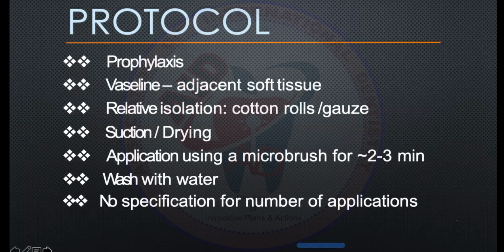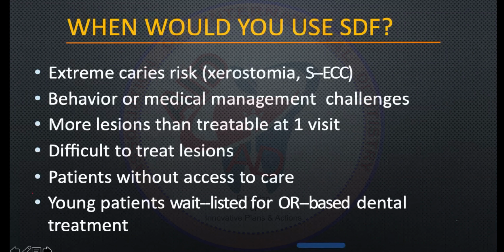So: prophylaxis, Vaseline, relative isolation. Then gentle drying is important. Use high vacuum suction. You apply with a micro sponge brush for 2 to 3 minutes. Then what I prefer is I always use Floritop SR varnish, which we have in India. I think the same kind of fluoride varnish must be available with you there. You can apply this varnish because that will mask the taste. Then you can just wash it with water and give standard post-operative instructions. And there is no restriction on the number of applications.